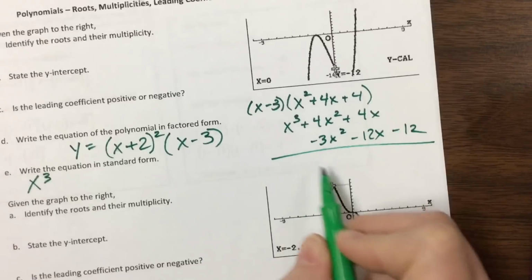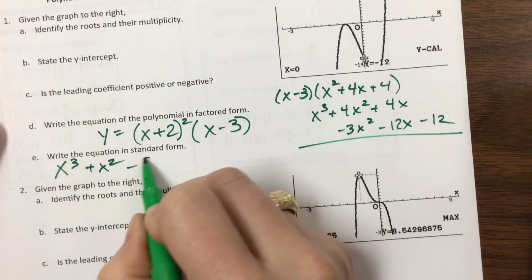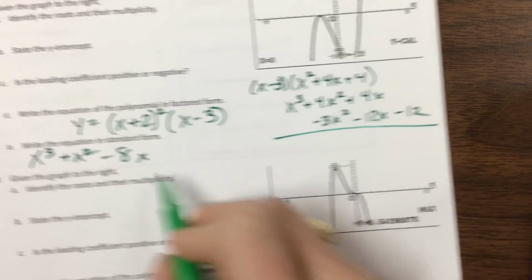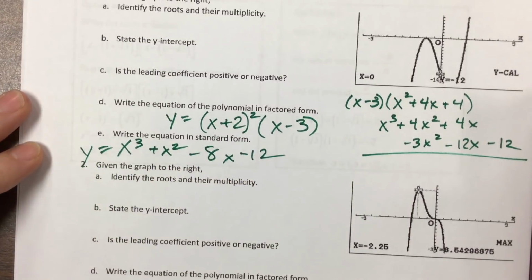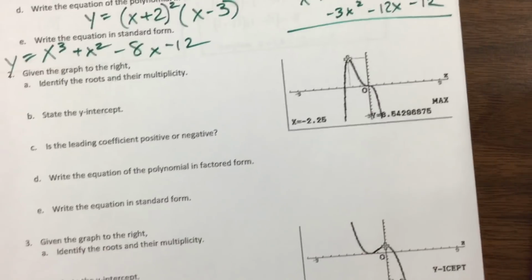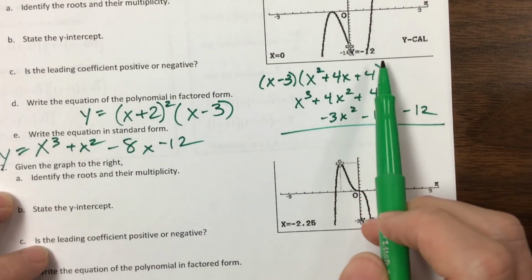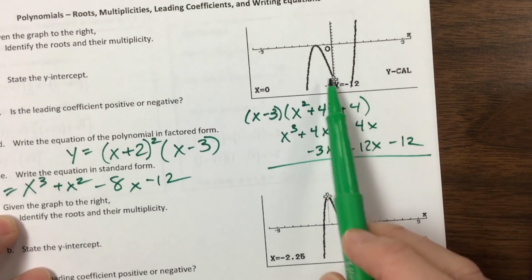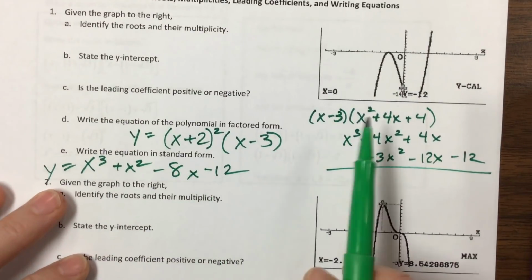x cubed, this would be a plus x squared. That becomes minus 8x and minus 12. And so there's the equation. It's not an equation until it has an equal sign, and there we go. I'll let you practice the rest of this. One thing that we might need to do, this one right here does have a y-intercept of negative 12, and this has a y-intercept of negative 12, so we're good.